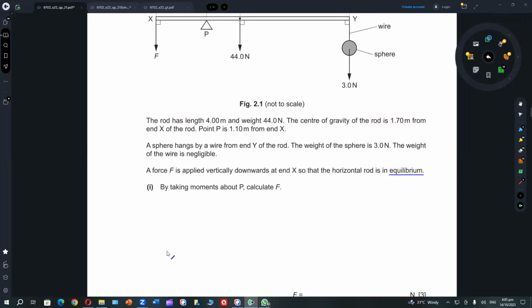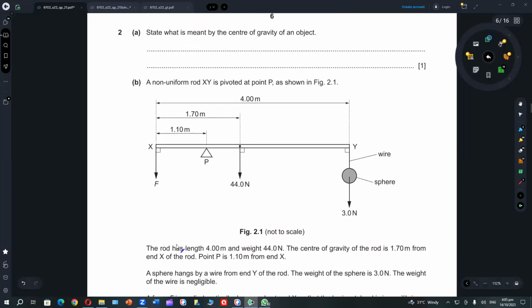By taking moments about P. So now start solving this. The system is in equilibrium. Every distance has to be taken from the pivot.